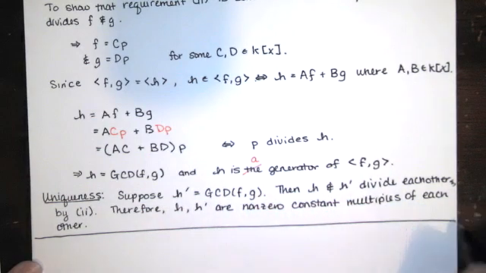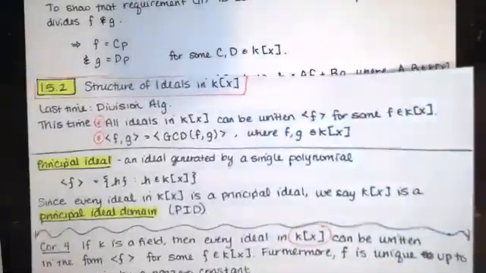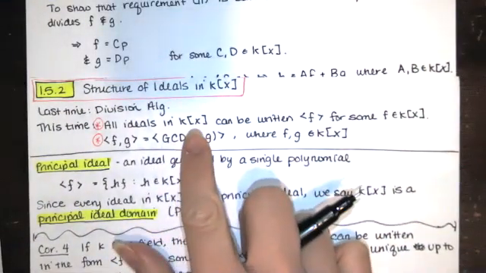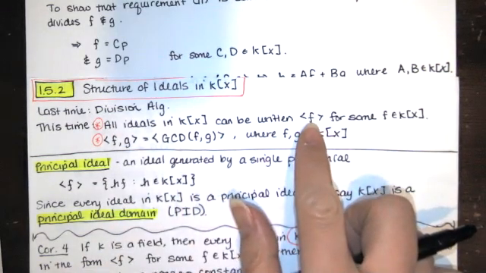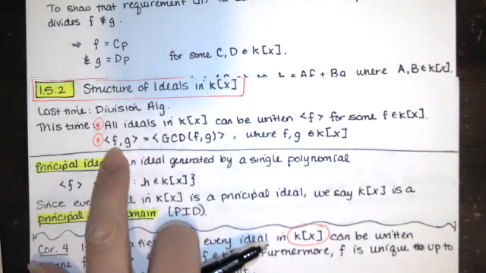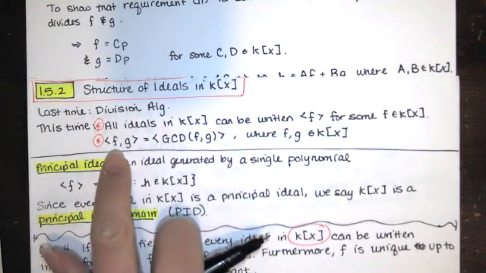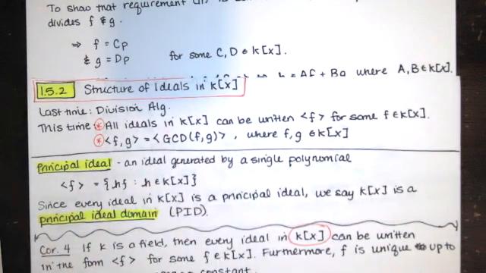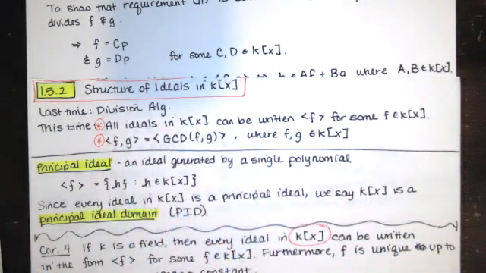Okay, so now we know the structure of ideals in our polynomial ring. We know that if we are in a ring of polynomials in one variable, all ideals can be written in this form. And if you're trying to find a generator for a particular ideal, and that ideal was originally given by this basis, the basis with two polynomials F and G in it, all you have to do is find the GCD of those two polynomials. The GCD of those two polynomials will be the generator of this ideal over here.